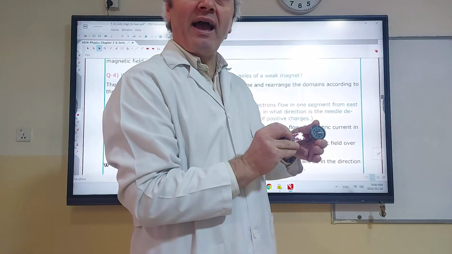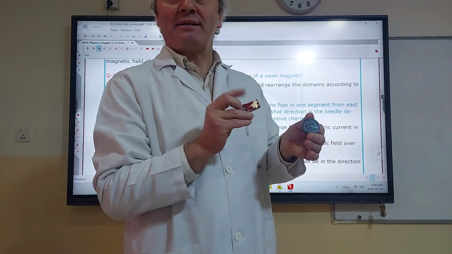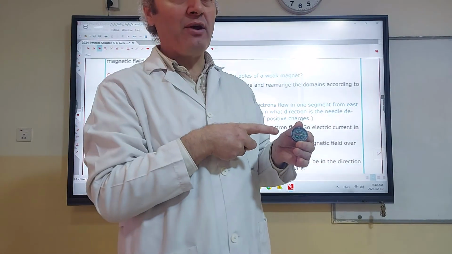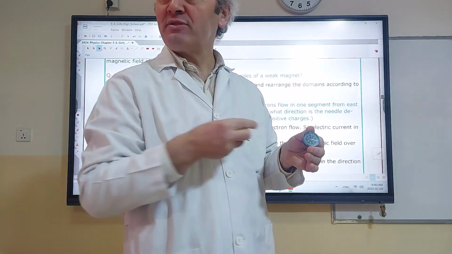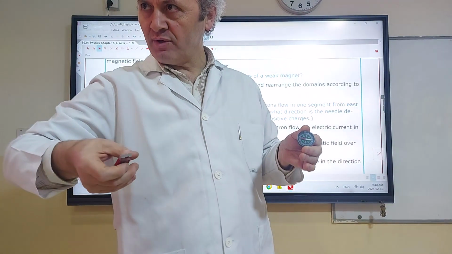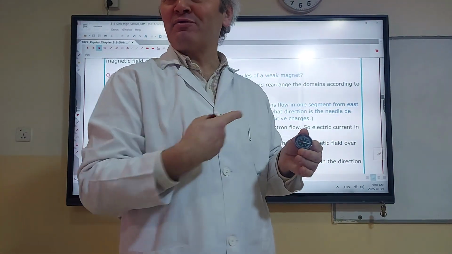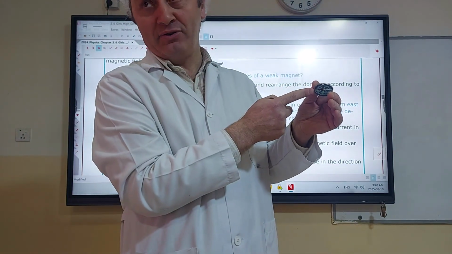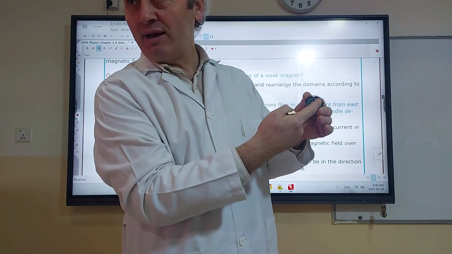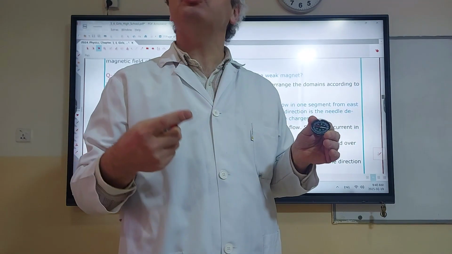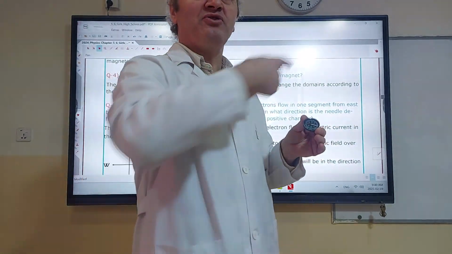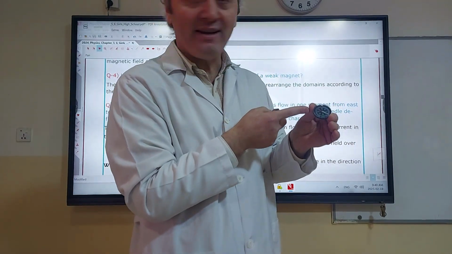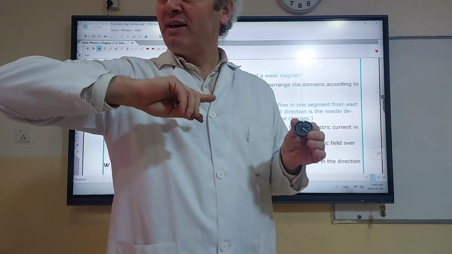So at the beginning, this is what it was. The strong magnet realigns the domains of the weak one. Remember, domains are changing directions. When the domain direction changes, the poles of the compass change. Now this is not the real N pole. This is S. This becomes N. You are changing the direction of the domains. As the domain direction changes, the N pole of the compass shifts to S, and the S pole of the compass shifts to N.